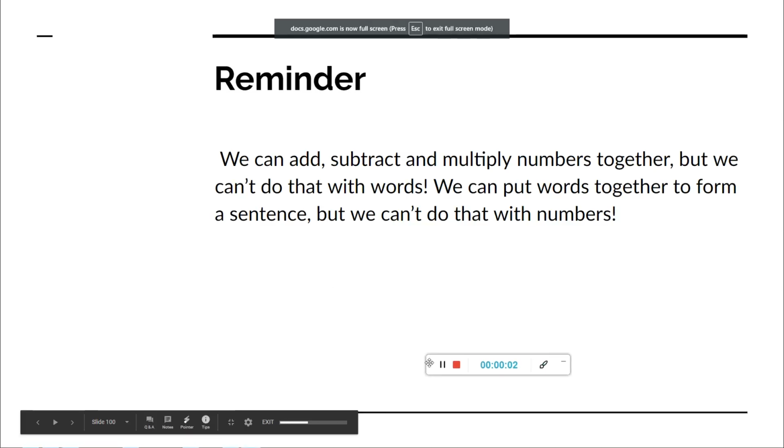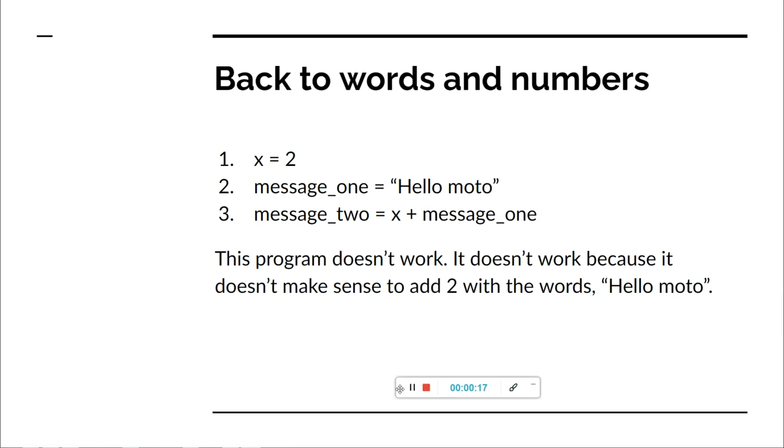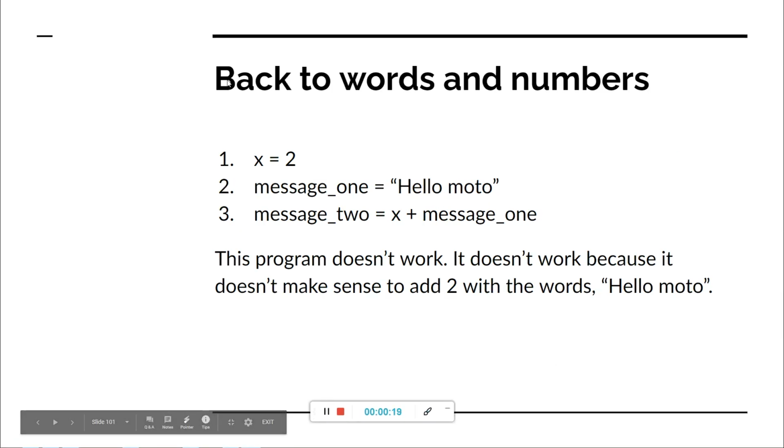Alrighty, so at this point, I want to remind you guys we can add, subtract, and multiply numbers together, but we can't do that with words. We can put words together to form a sentence, but we can't do that with numbers. So here we go. This program does not work. And why does it not work? It's because we're trying to combine a number with words. It doesn't make sense to add 2 with the words hello moto.